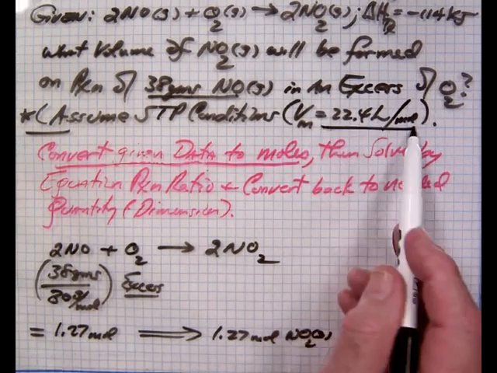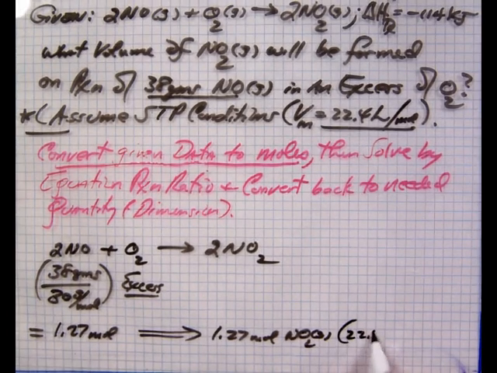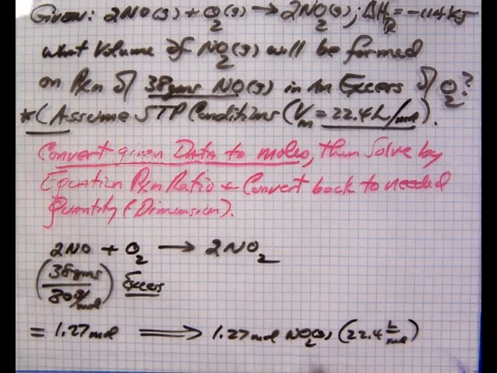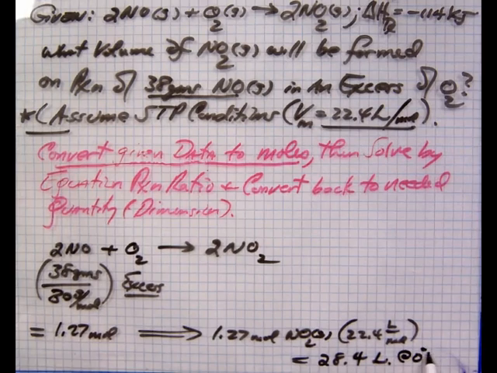Now, we specified we're at standard gas law conditions, so 22.4 liters per mole. And so the volume at standard conditions is 28.4 liters at 0 degrees Celsius, 1 ATM.